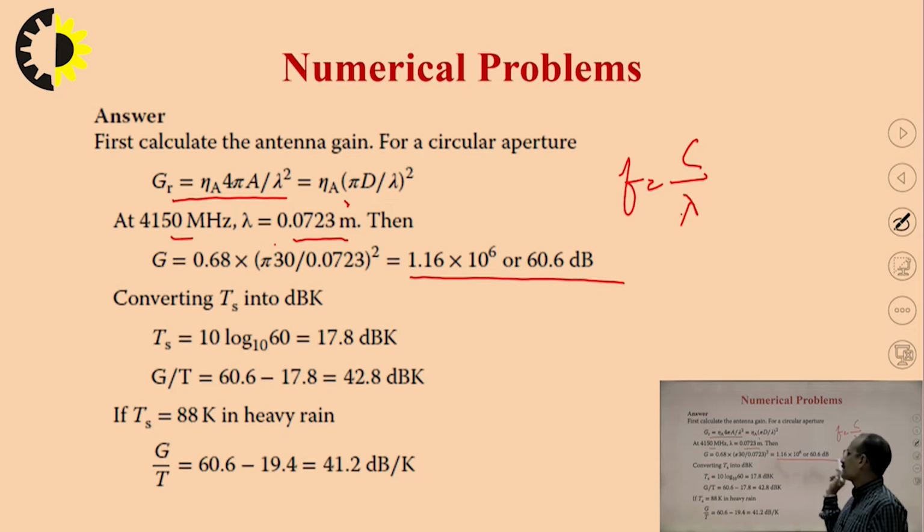or 60.6 dB. That is the normal value, that is in dB. And for converting this into dB, you use this formula: 10 log 10 of the value.